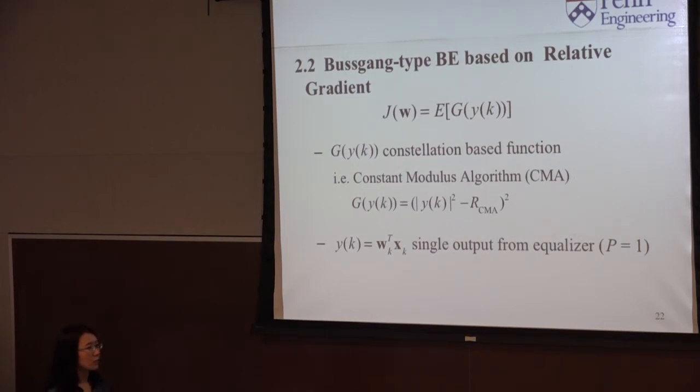So an example of such a Godard type algorithm is the constant modulus algorithm, where the function has this expression. That means we want to minimize the deviation of the output modulus from a constant. And y_k could be expressed this way, which corresponds to the previous case. That means P equals 1. We have a single equalizer output.